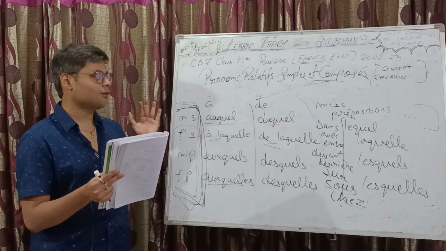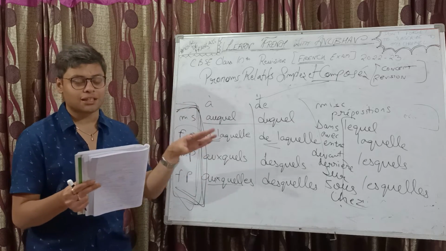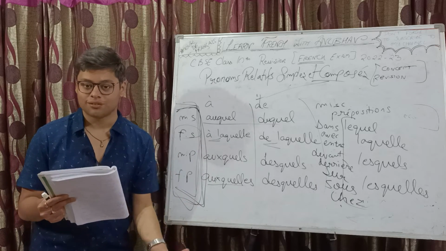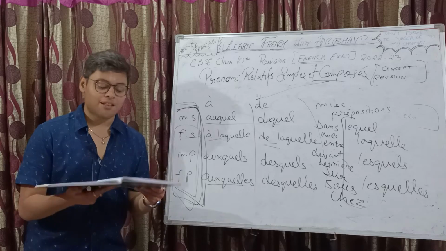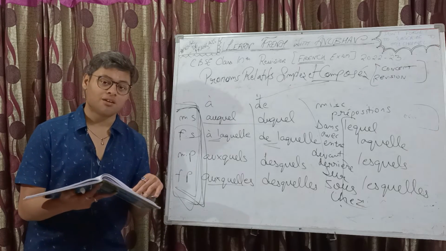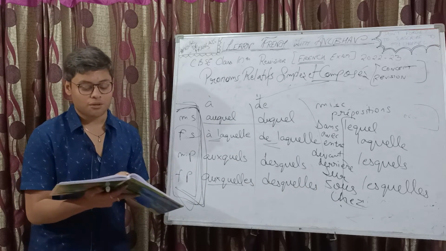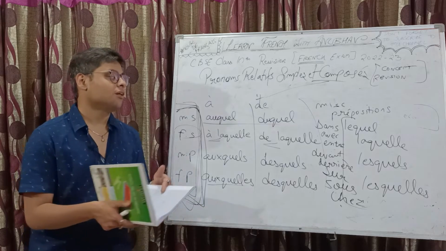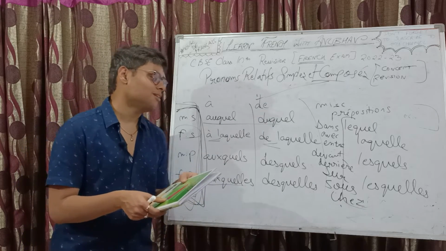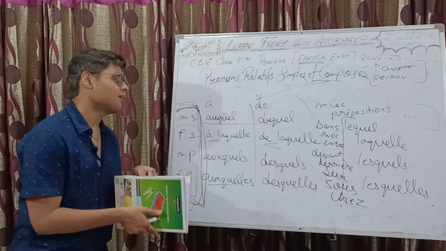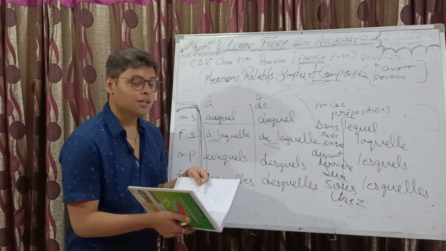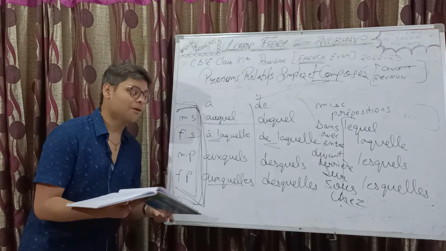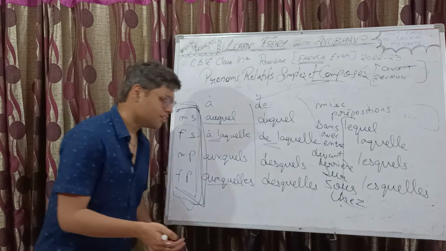In case the question has a sentence with a preposition, then ideally go for the pronom relatif composé. Prepositions like what? Sans, avec, entre, devant, derrière, sur, sous, chez, or pour. Pour means for. So all these prepositions, if you see them in your question, better write it.